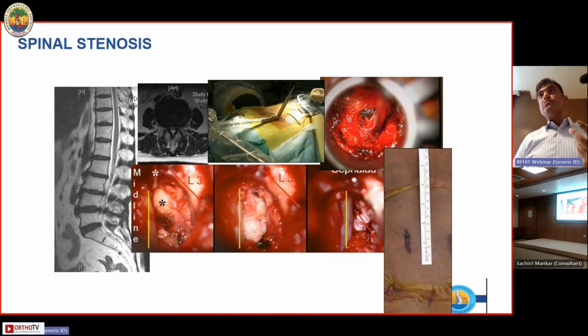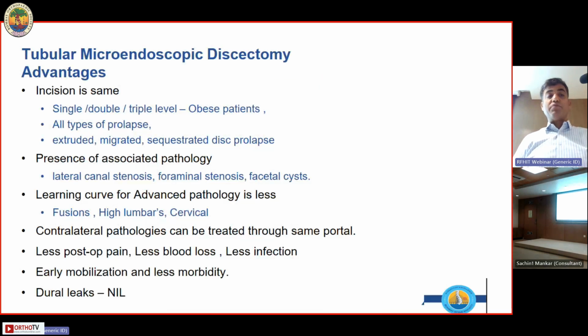So this can be used as a dynamic procedure in spinal stenosis, in listhesis, in any case, in facet cyst, in disc, in migrated, up migrated, down migrated, obese patients. The size of the skin incision just remains the same. The morbidity of muscle damage remains the same as it is in single level procedures. So the advantages are plenty.